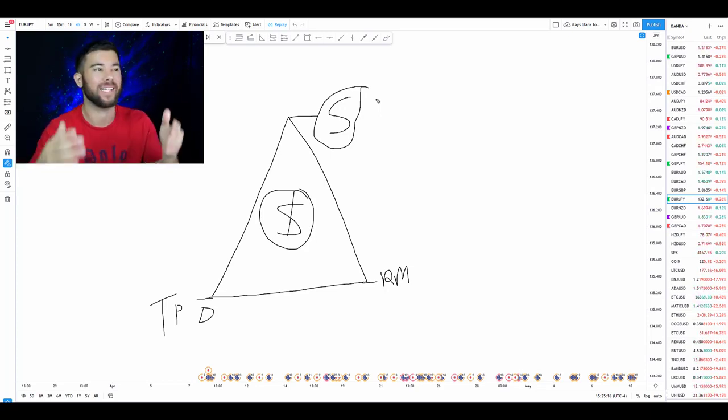Why do you enter the market? That's not a strategy. That's a price action pattern. In no way is that a strategy. We need a set of rules where we know exactly what our qualifications are for the first bottom.